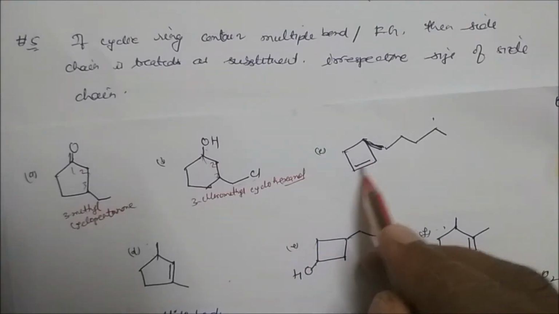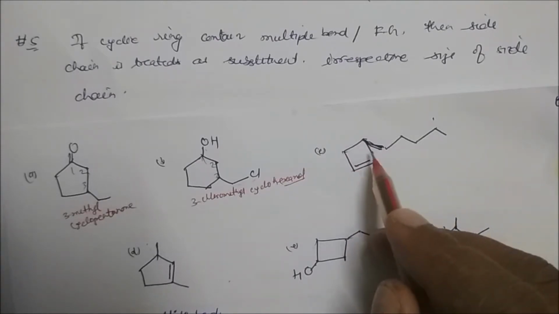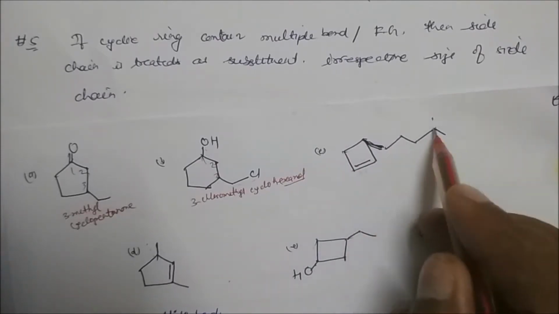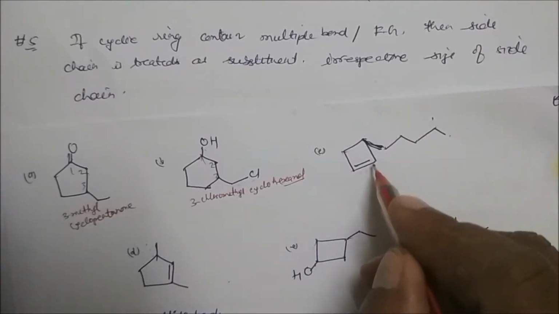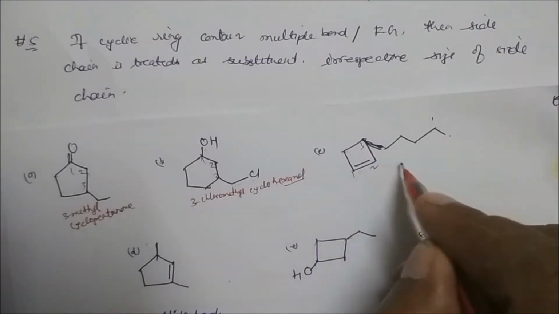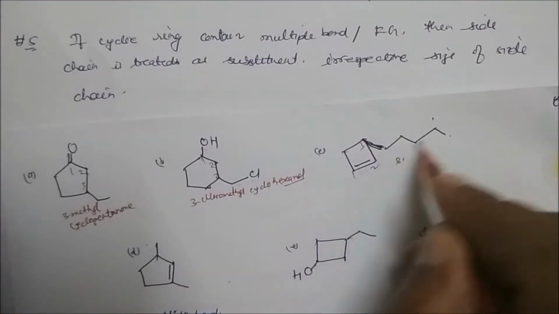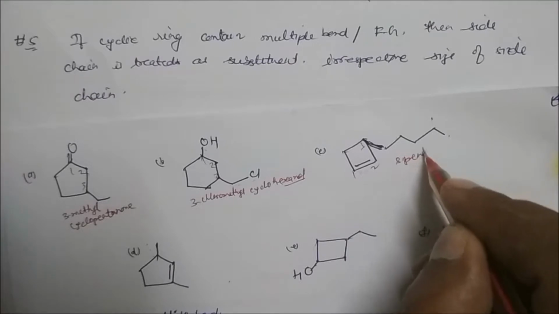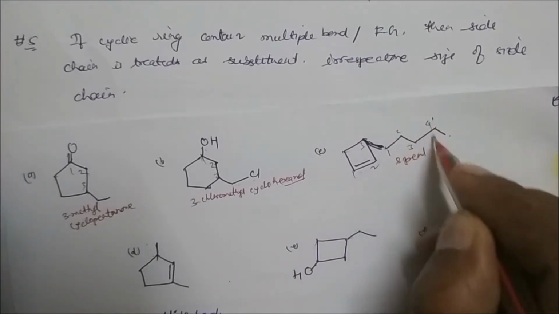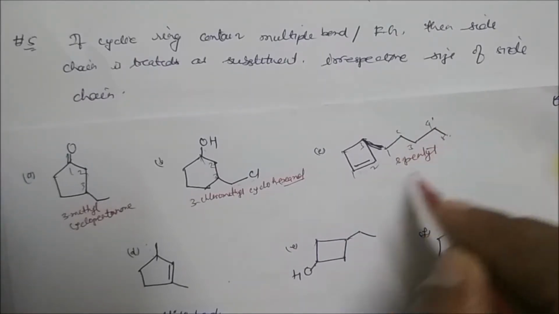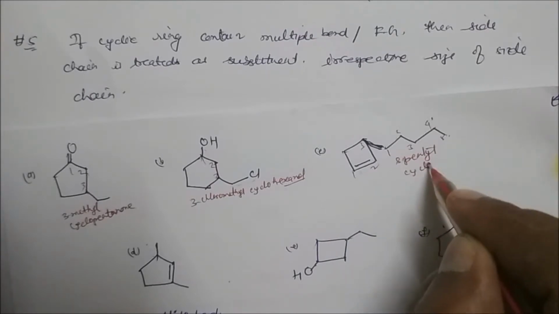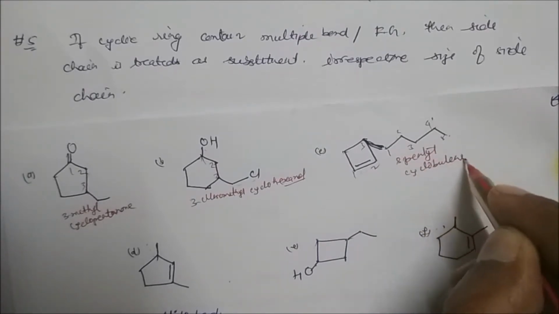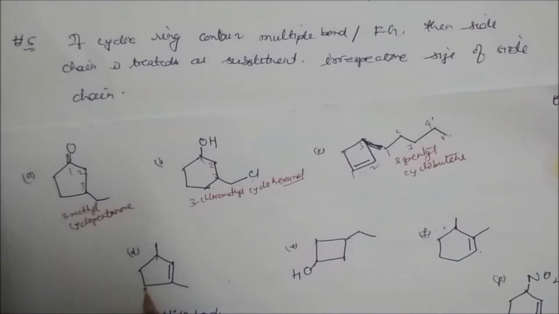Here you can see the double bond is present on this ring. The length of this carbon chain is also 1, 2, 3, 4, 5. So we write the name. This is 1, 2, and 3. So 3 means it is pentyl, so there are 5 carbons, 1, 2, 3, 4, and 5. So 3-pentyl, and this is called cyclobutene, right?